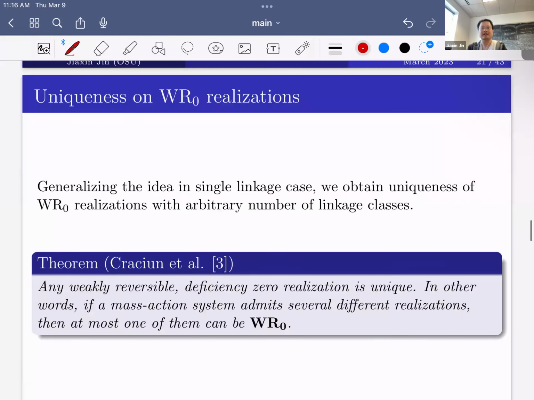So using the same idea, we can show that if you want to have a WR0 relation, it has to be unique. The idea is pretty similar, because being a WR0 relation means that within each linkage class, it is alpha independent. And the stoichiometric subspaces on each linkage class, let's say S1, S2, S3, should also be linearly independent. So if you have two different relations, it will break this linear independency. That is why we can find uniqueness for WR0 relations.